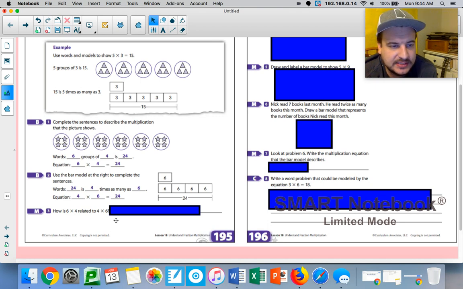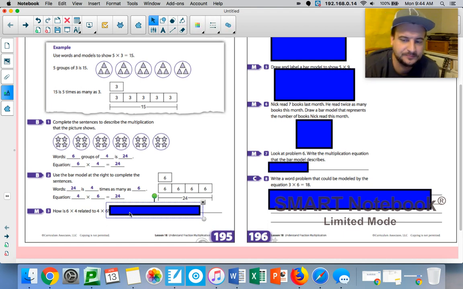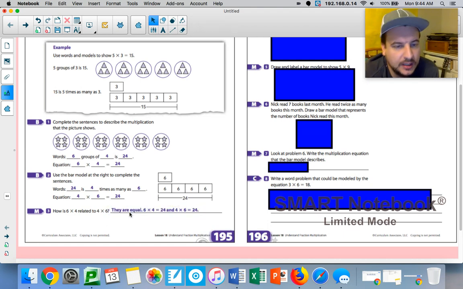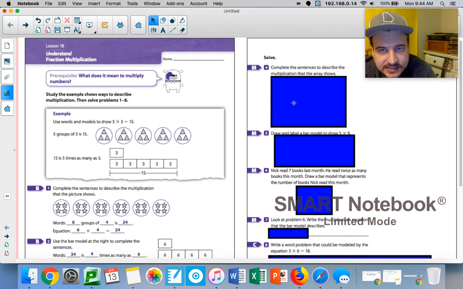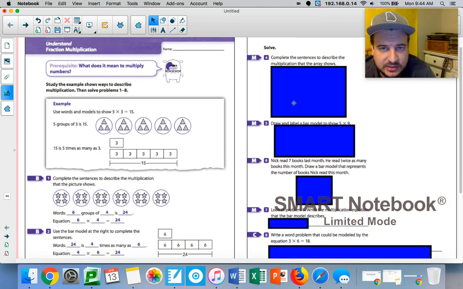How is 6 times 4 related to 4 times 6? They are equal. In multiplication, you can follow that commutative property, and you can multiply in any order and get the same answer. They are equal. 6 times 4 is 24, and 4 times 6 is 24. Complete the sentence to describe the multiplication that the array shows.